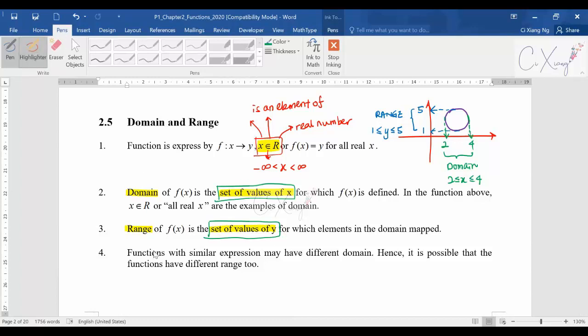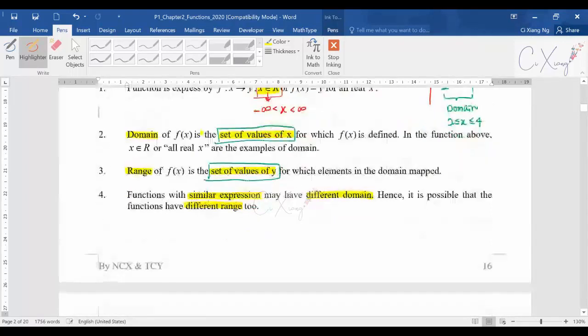So this is some basic idea of domain and range. Again, functions with a similar expression may have different domains, and hence it is possible that the functions have different ranges too. Generally the domain and range are not standardized. For different questions, when they give you a different domain, you might get a different range, although the formula of the function is the same. We can take some examples and discuss them here.